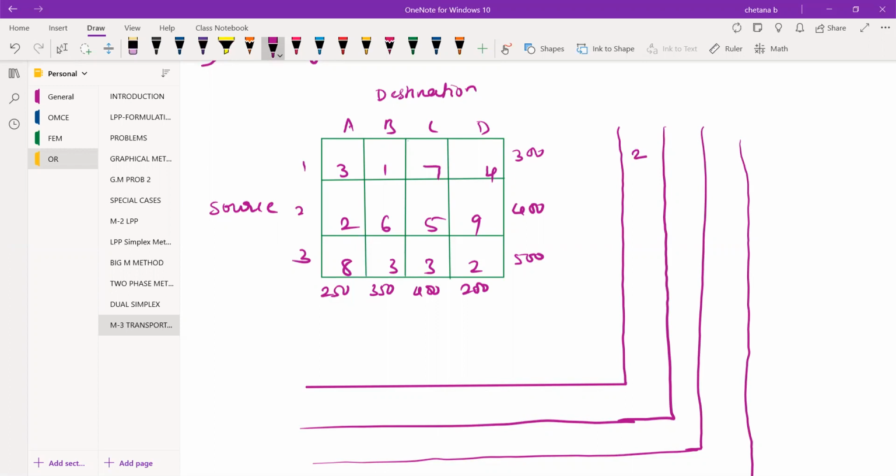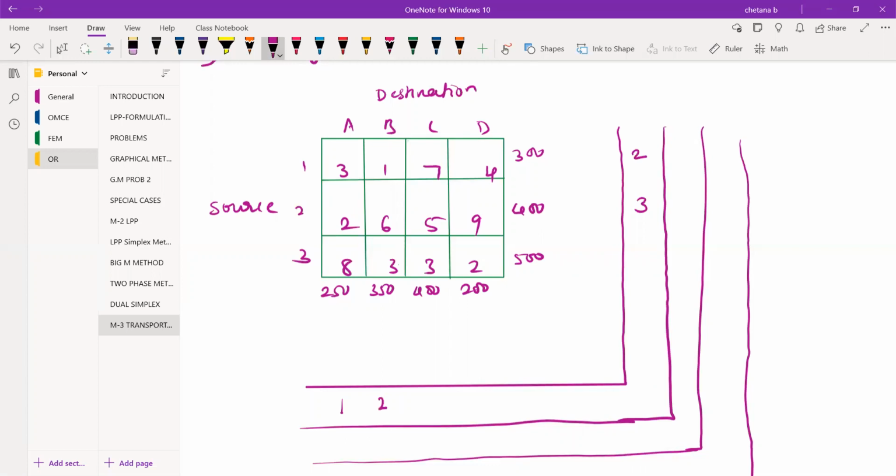Similarly, column wise you need to see which is the minimum value. 2 and 3, 2 is the minimum value. The next minimum is 3. So difference between 3 minus 2 is 1. Similarly, second row, the minimum value is 2. Next minimum value is 5. Difference is 3. Column wise, minimum is 1. Next minimum is 3. Difference is 2.